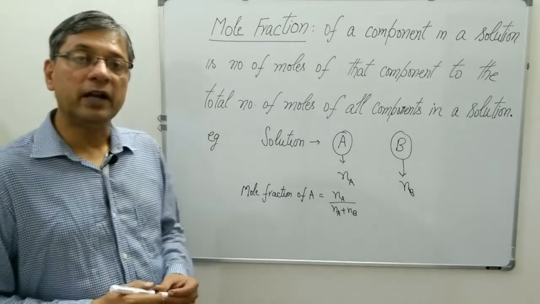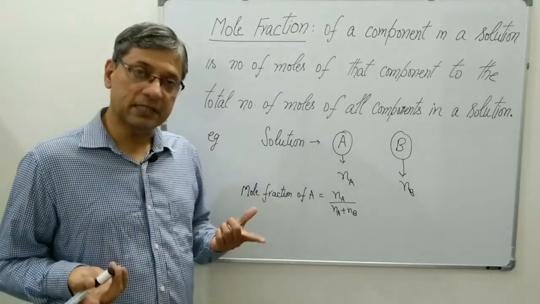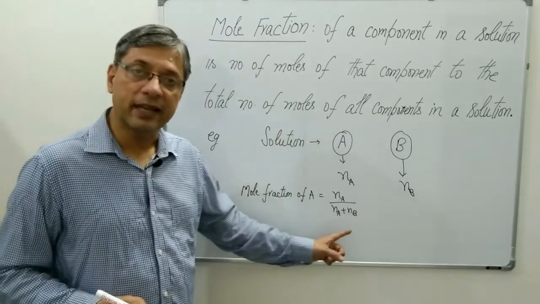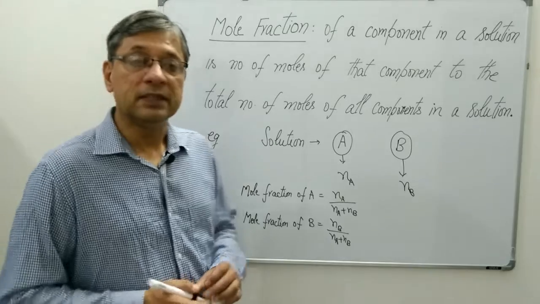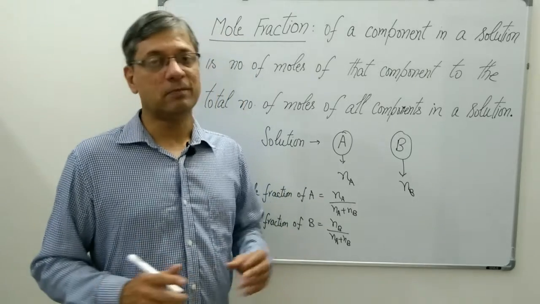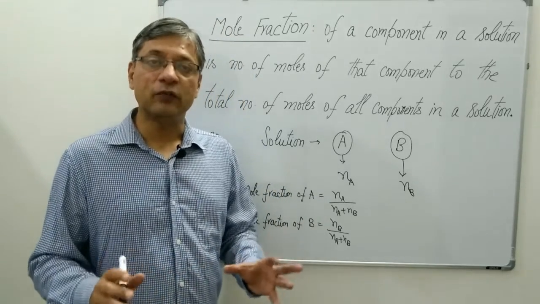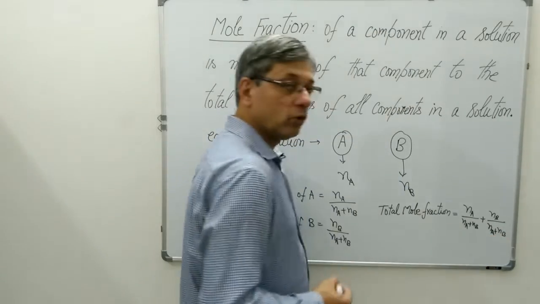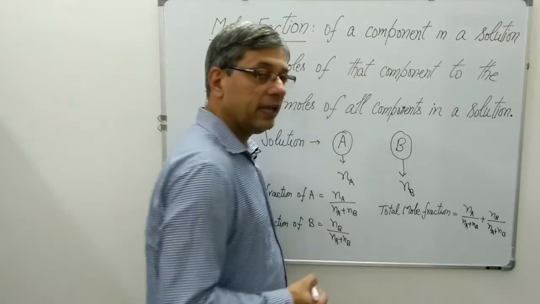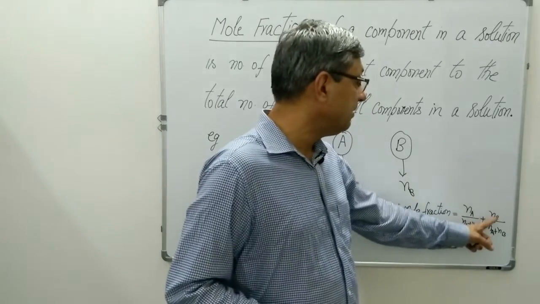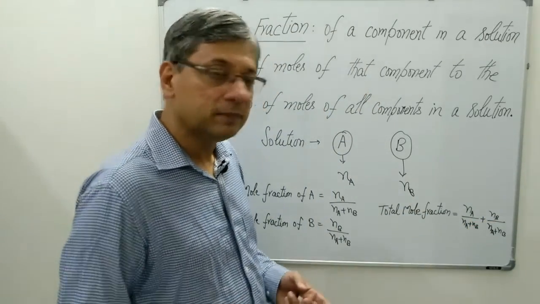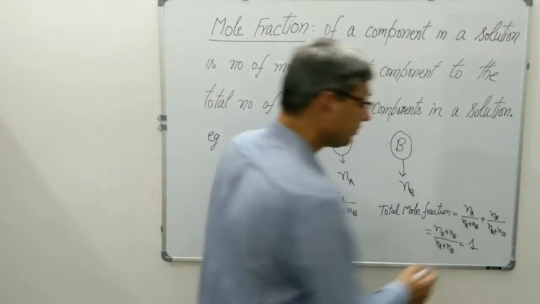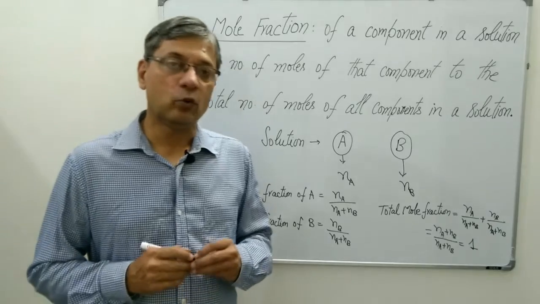Similarly, if I am to find the mole fraction of component B, it will be equal to Nb upon Na plus Nb. If we add up mole fractions of both the components, mole fraction of the solution will be equal to 1. Total mole fraction will be Na upon Na plus Nb plus Nb upon Na plus Nb, and by solving it I'll be getting 1 as the answer. Let's try a numerical on mole fraction.